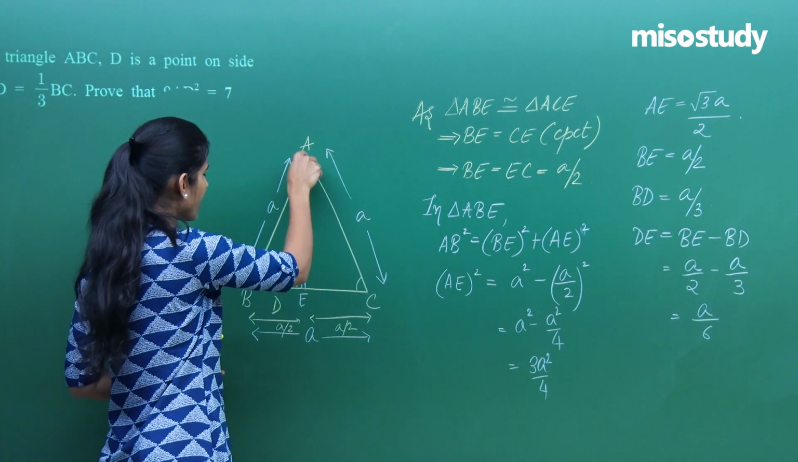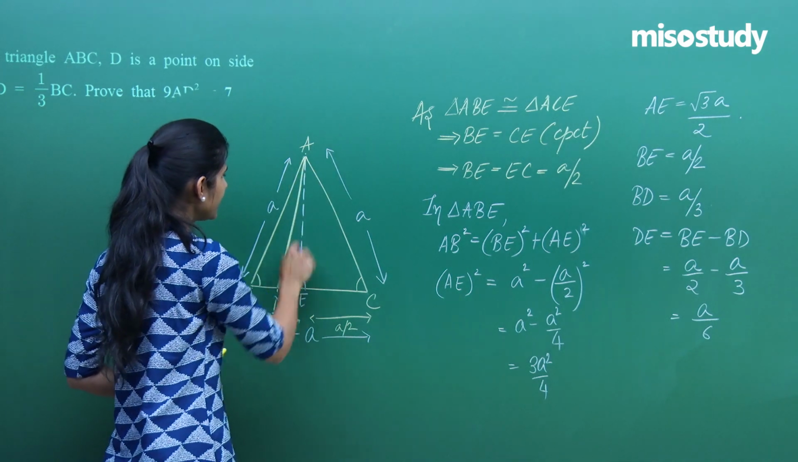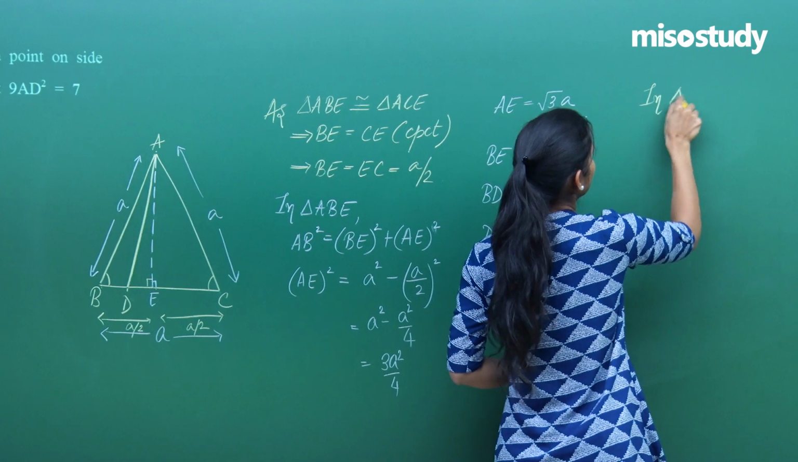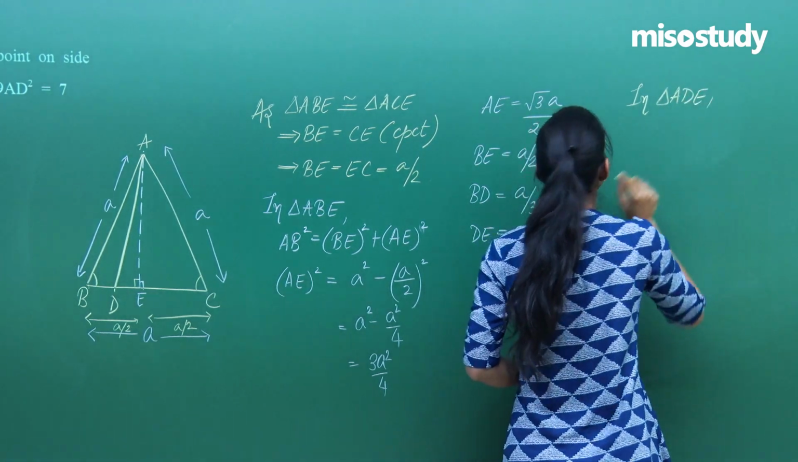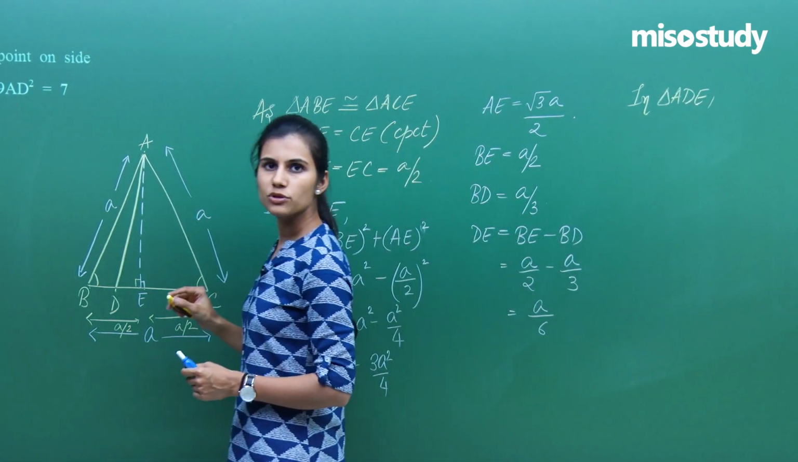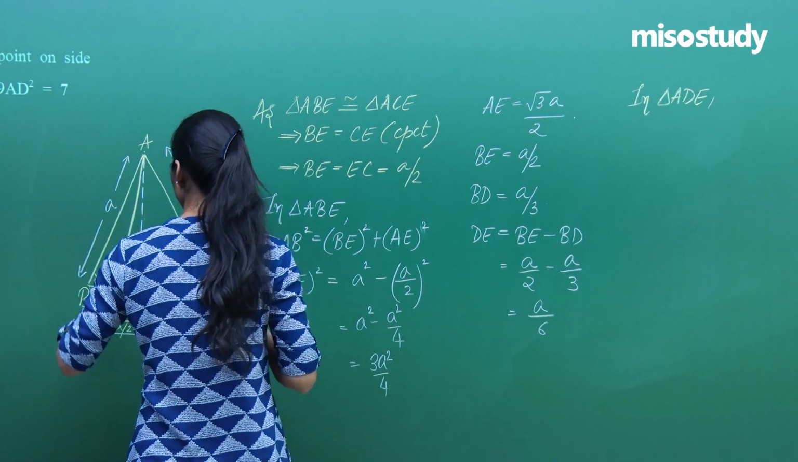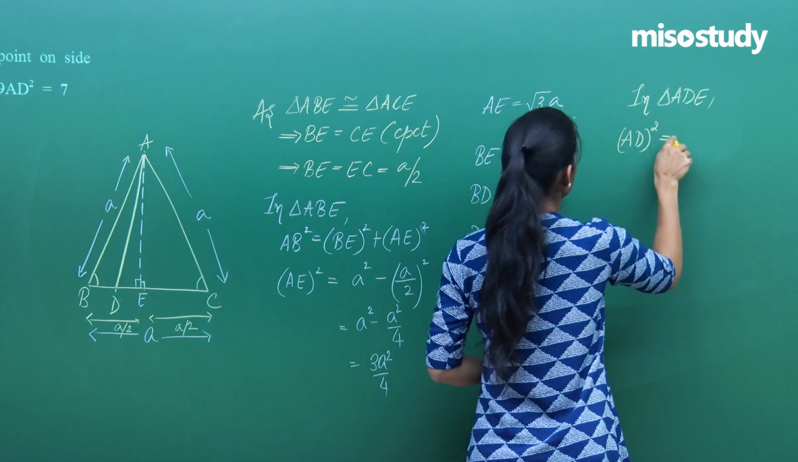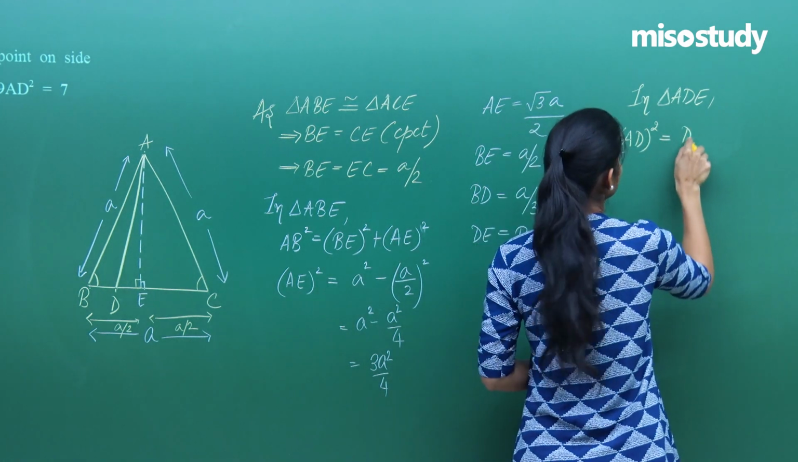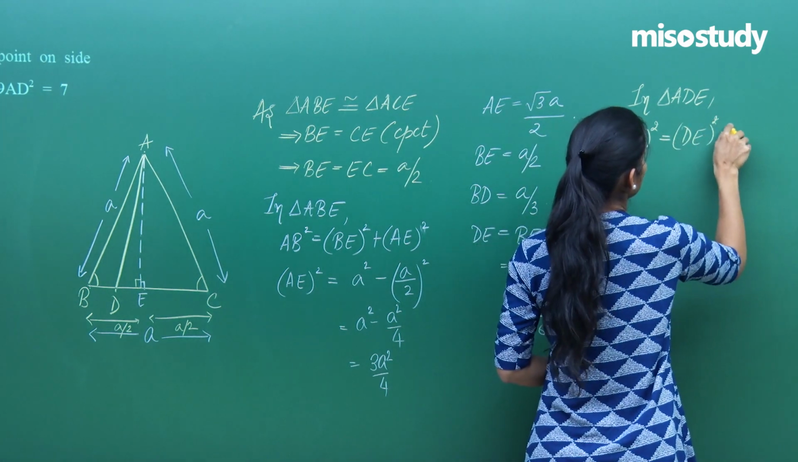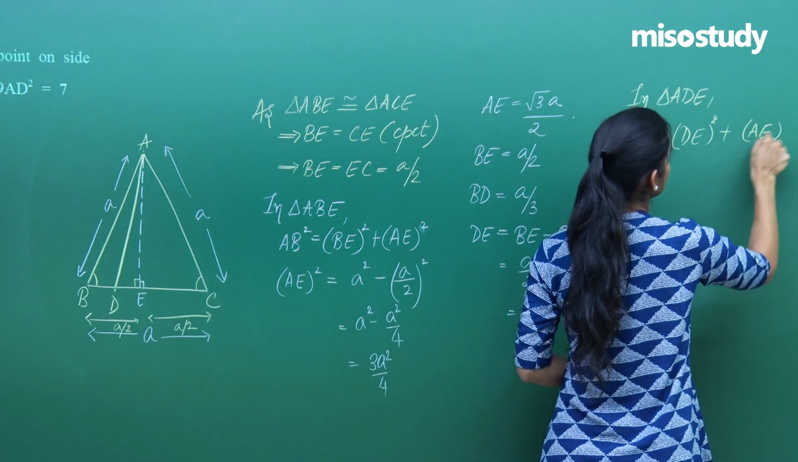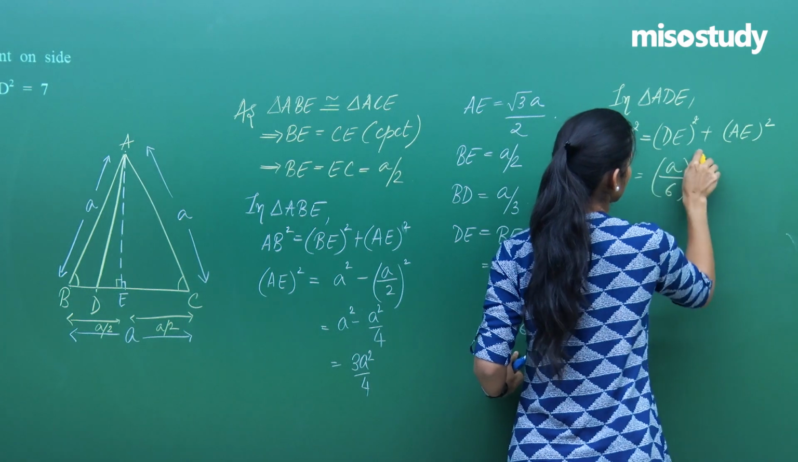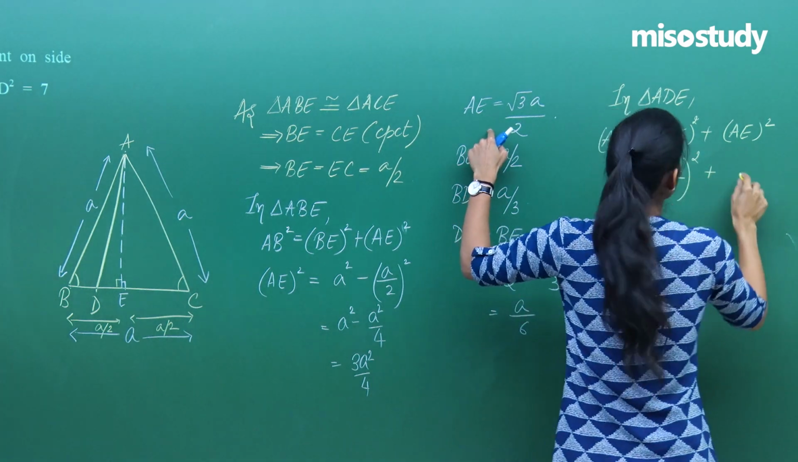Now focus upon the triangle ADE. Even this triangle ADE is a right angle triangle. So in triangle ADE, you have hypotenuse square again is equals to base square plus perpendicular square. So you have AD whole square is equals to base square, that is DE square, plus perpendicular square, that is AE square. DE is A by 6 and AE is root 3A by 2.